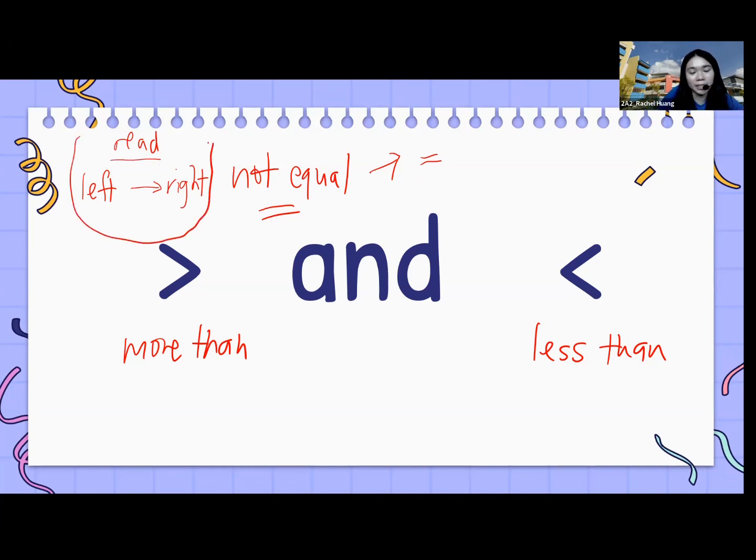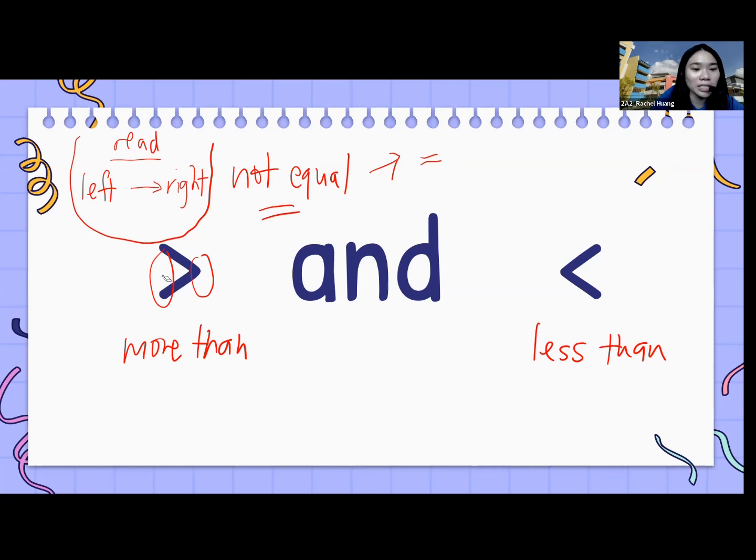So what do I mean by this? If we read from the left of the more than sign, you will realize that the left-hand side is actually fatter than the right-hand side. You see that? So it's almost like it's funneling, from a more to a less, right?